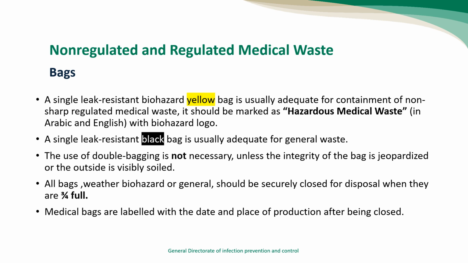Now, do we use a single or a double bag? Well, we only use one bag. The use of a double bagging is not necessary unless the integrity of the bag is jeopardized, whether it's cut, or the outside of the bag is visibly soiled. In that case, we put it in another bag. All bags, whether the biohazard or the general, should be securely closed for disposal when they are 3/4 full. Why? Because you want to leave a space to close the bag.